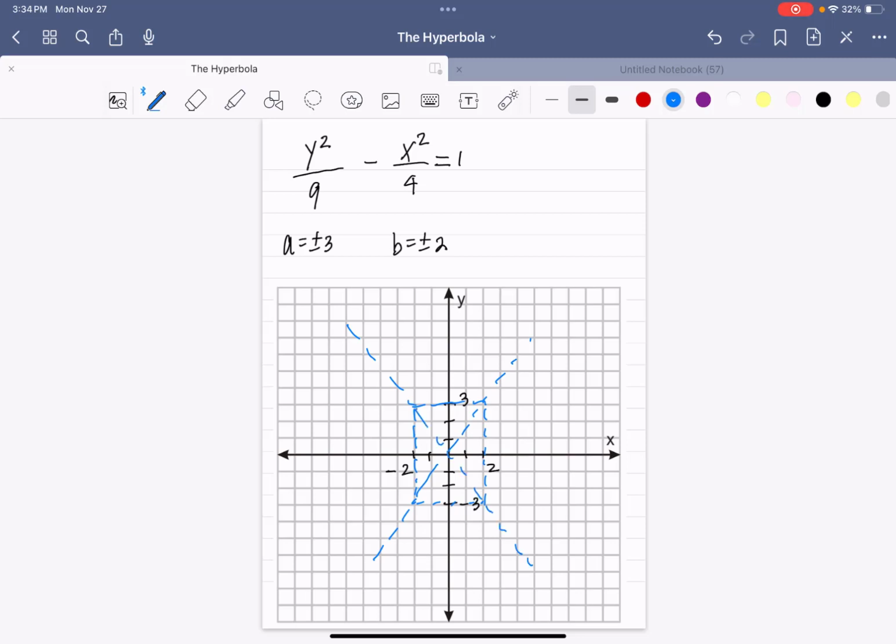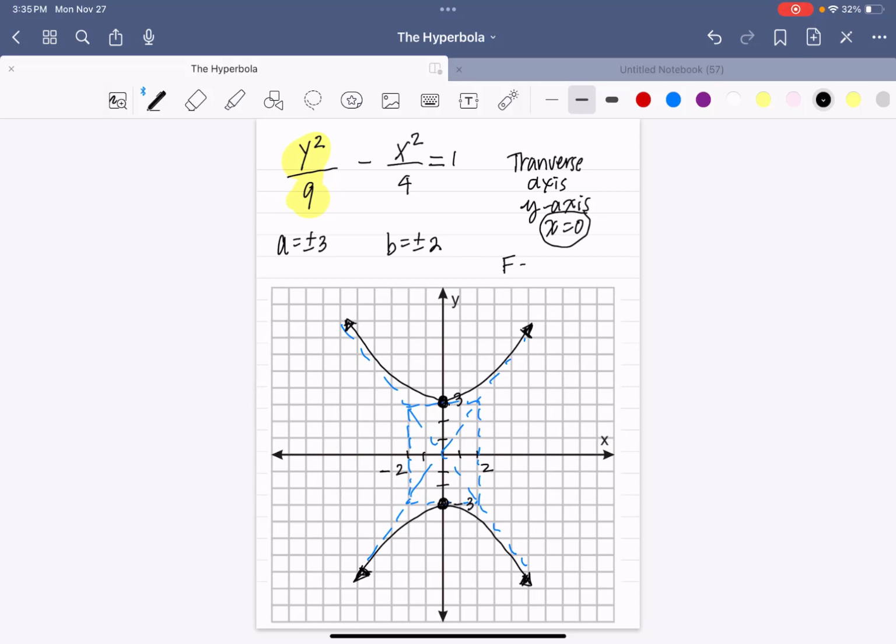Now my vertices are going to be on the y-axis because that's my positive variable, that's my transverse axis, so there's a vertex at 3 and at negative 3. And so then I can draw in my hyperbola by going through that vertex. And so that's the graph of my hyperbola. Now, the transverse axis is the y-axis. Its equation is x equals 0. So if you're asked for the equation of the transverse axis, it would be x equals 0 because it's a vertical line.